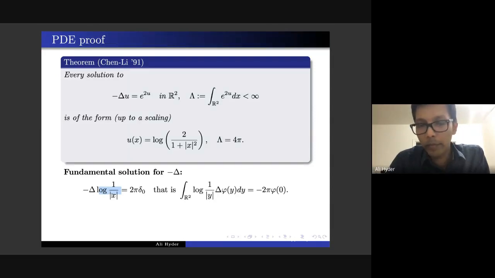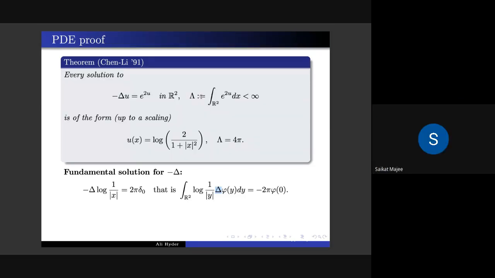If you do integration by parts and put the Laplacian here, formally this part would give us 0 outside the origin, but at the origin there will be a singularity of order 1 by mod x square, so you have to do it in a careful way. Then you would get exactly minus 2 pi times phi of 0. The advantage of using the fundamental solution is that if you have a solution on the whole space, you can write it using a convolution.